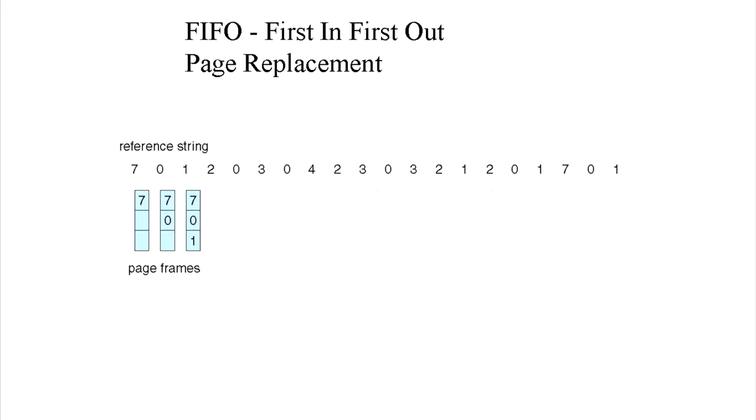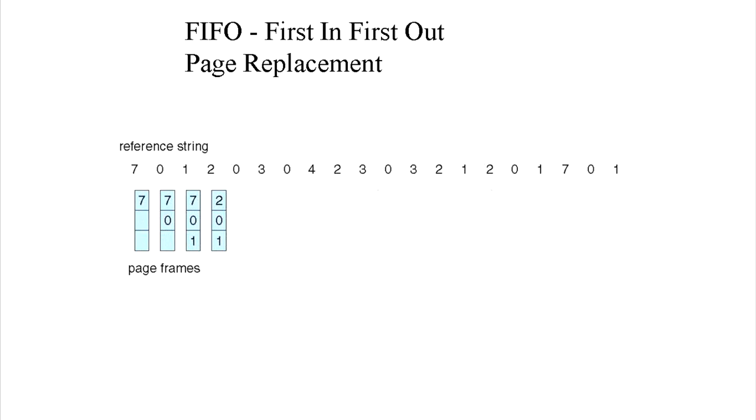Next, we have to add the 2, and what's important here is this is the actual first replacement. If we just look at the page frames that we have currently, and rather than focusing on the reference string itself, if you just look at whichever number has been in there the longest, which is obviously the 7, it's the one that was in first, so it's the one that needs to be replaced here.